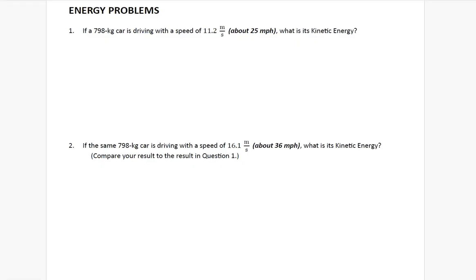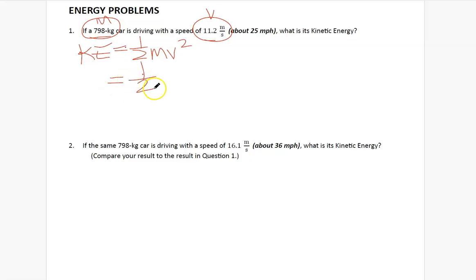Well, we have a very straightforward formula for kinetic energy. Kinetic energy equals 1/2 mass times the speed squared. Here's our mass. Anything with kilograms is our mass. Label that mass. And here's our speed. So we just plug these numbers in. 1/2 times 798 kilograms times 11.2 meters per second. And we have to square that quantity. So we're going to plug that into a calculator.